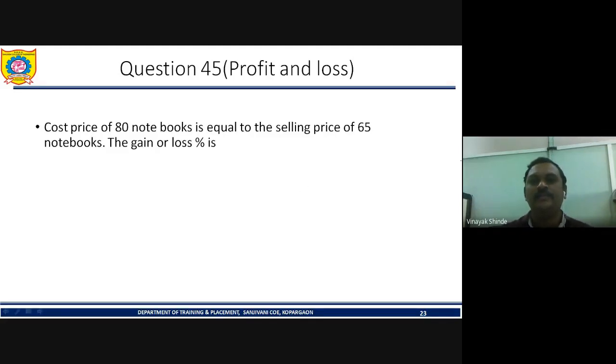Assume the selling price is 1 rupee, right? And you'll get the answer. Hope you will solve this question on your own. I want an answer from your side.